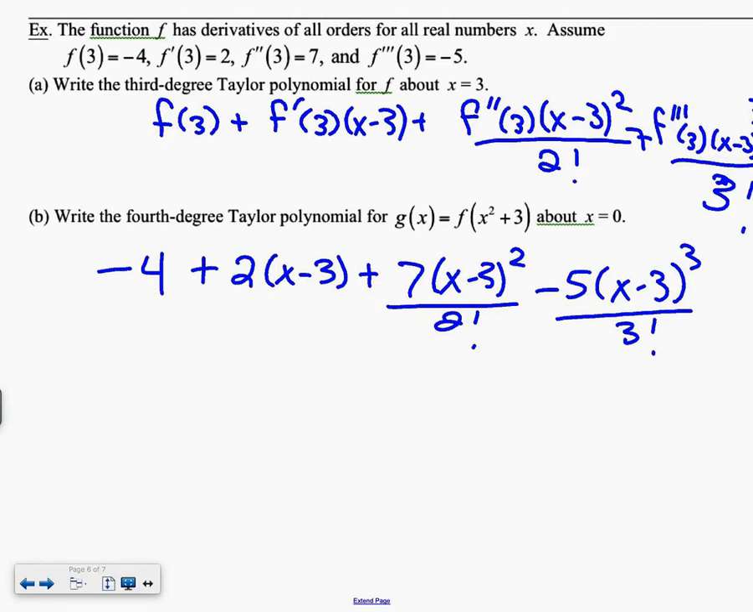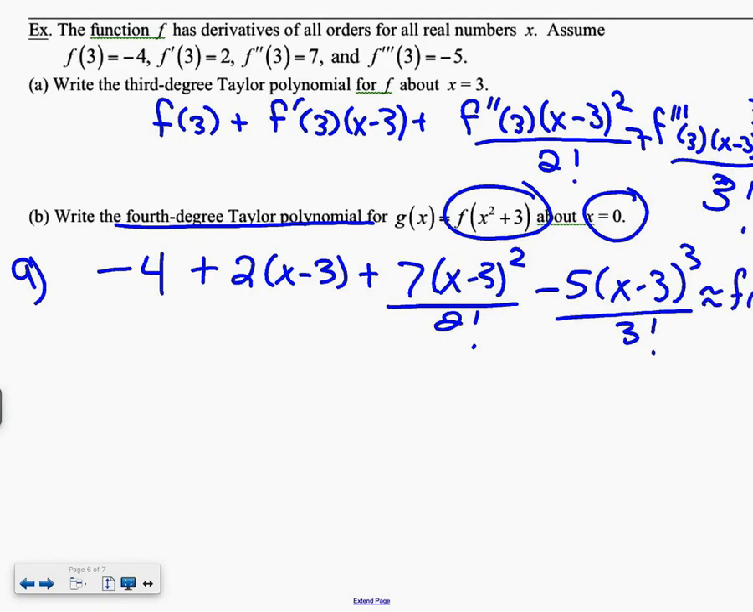Write a fourth degree polynomial for f of x squared plus 3 about x equals 0. This looks scary until you think about what it is. This is the approximation for f of x, right? So I want f of x squared plus 3. Everywhere I see x, I'm going to put x squared plus 3 and see what happens. That was on our homework last night.